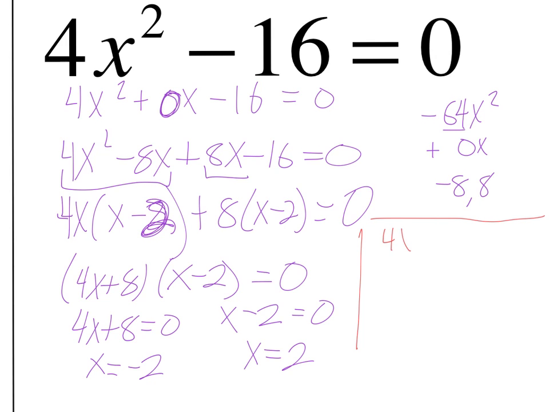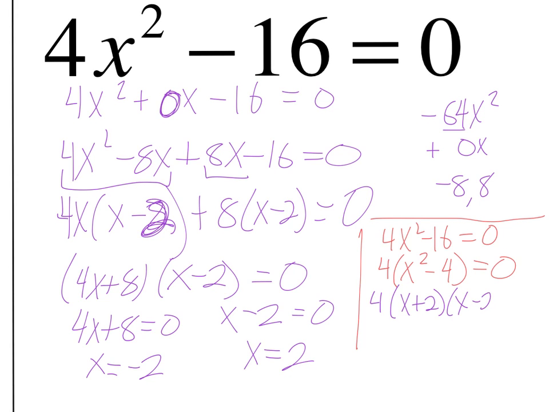On a side note, if you take a look at this, 4x squared minus 16 is equal to 0. And you notice that both of these are factorable by 4. I could begin factoring as this. 4 times x squared minus 4 is equal to 0. You might even realize, if you know the difference of two squares factoring pattern, that x squared minus 4 could be written as x plus 2 and x minus 2.